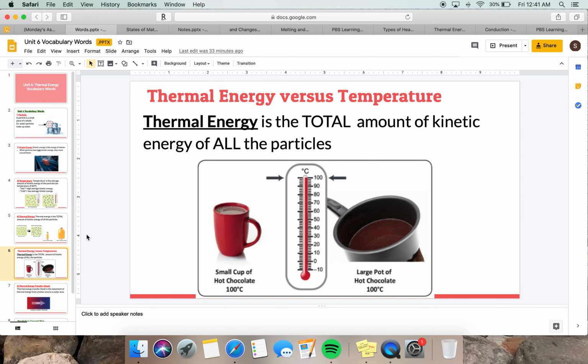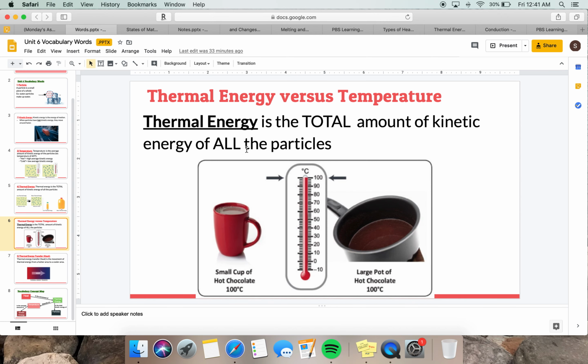Now, one more example to hopefully help you understand this concept. Thermal energy is the total amount of kinetic energy of all the particles. So again, you have a cup of hot chocolate and it's 100 degrees, while you have a pot of hot chocolate which is also at 100 degrees. So in this case, the particles inside the hot chocolate are on average moving at the same speed. They have on average the same kinetic energy. That's why the temperature is the same.